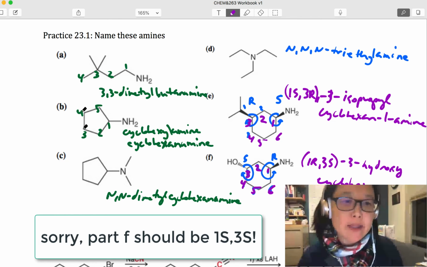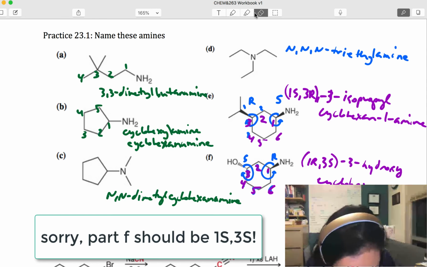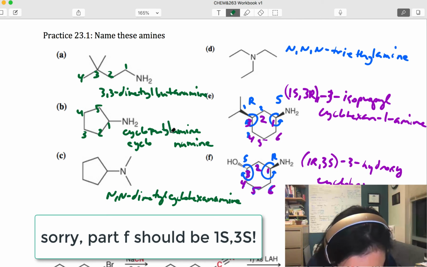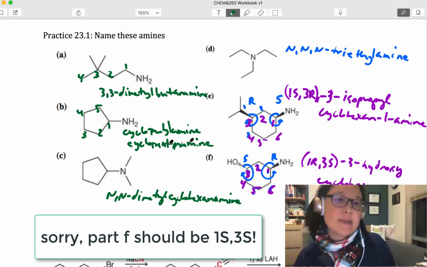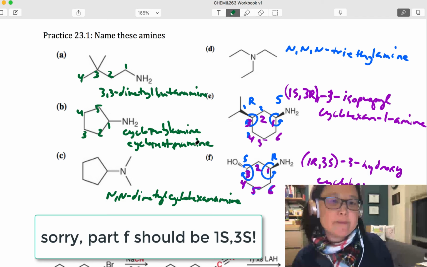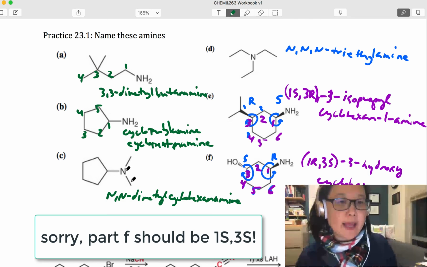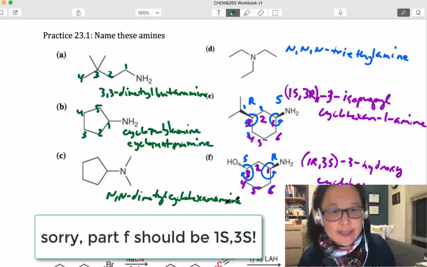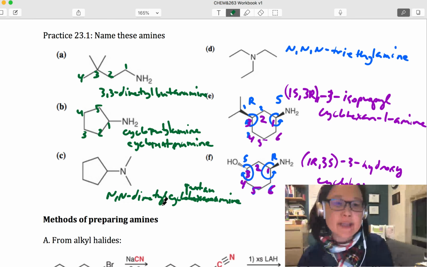Here, this is a cyclopentylamine. Oops, I put cyclohexyl. Should be cyclopentylamine. And cyclopentyl is sort of a common name. We want to say cyclopentanamine if we want to use the systematic name. Okay, but cyclopentylamine is okay also. N,N-dimethyl, I did it again. Pentanamine. You guys are going to blame me if you get that wrong, huh? Cyclopentanamine. Make sure you have the cyclo part.